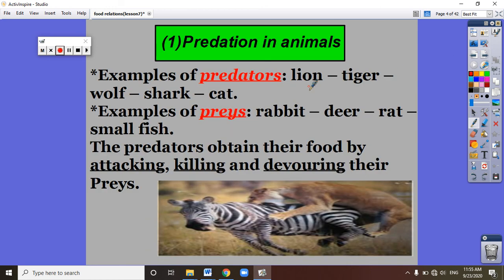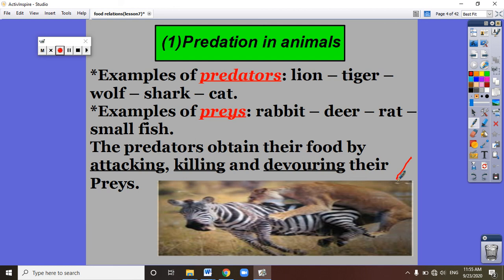Examples for predators: lion, tiger, wolf, shark, cat. All of these animals devour other animals. So the food relation between the lion and the rabbit is called predation. Why? Because the lion, which is the predator, devoured the rabbit, which is the prey. Examples for prey: rabbit, deer, rat, and small fish. So the predators obtain their food by attacking, killing, and devouring the prey.